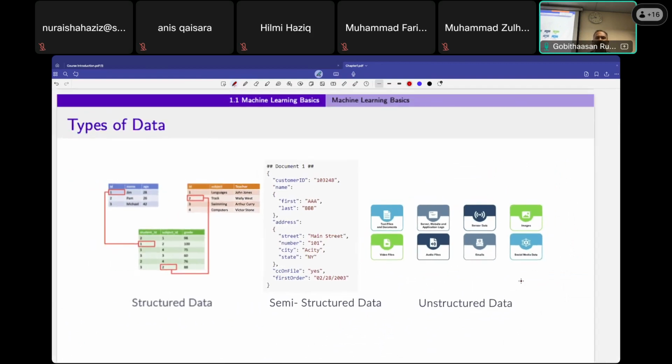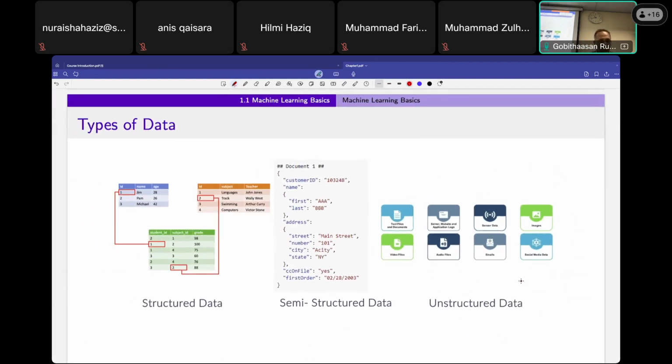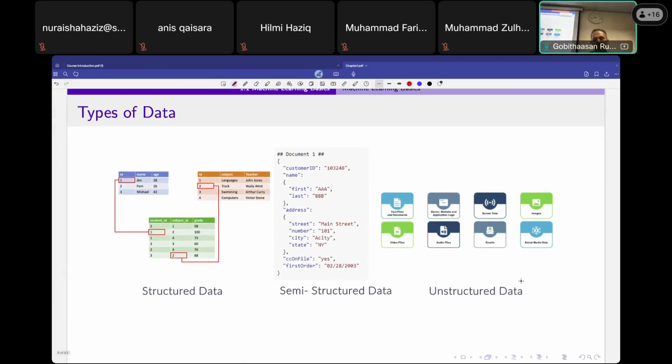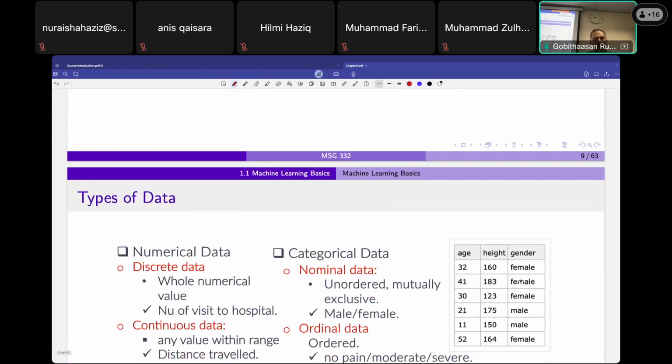Okay, so these are three big classes. In this course, we will work on structured data. Okay? You can do some sort of semi-structured. We will do maybe a little bit on some semi-structured. Unstructured, probably unlikely. Okay? All right.